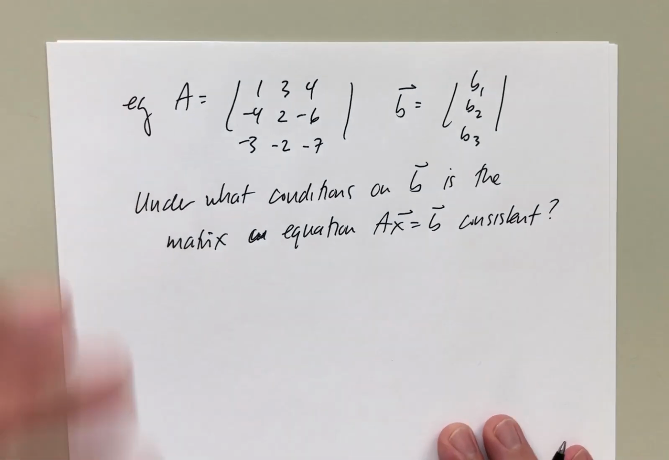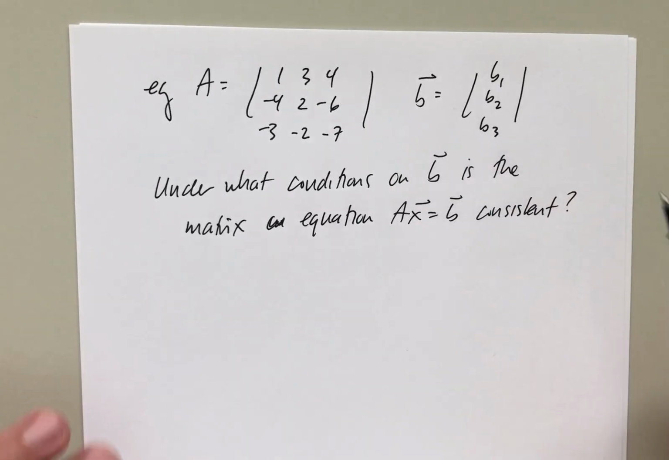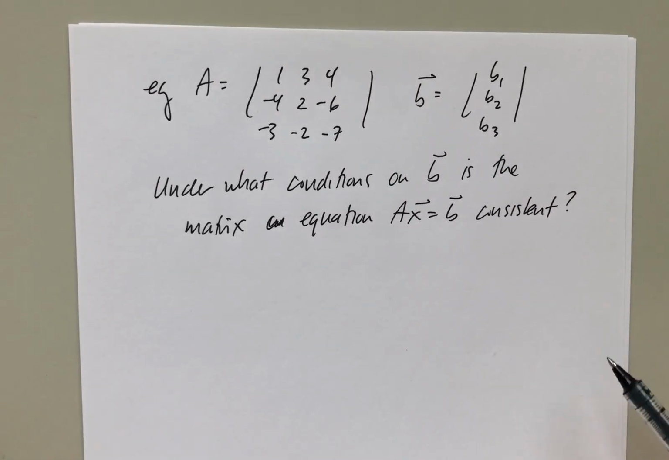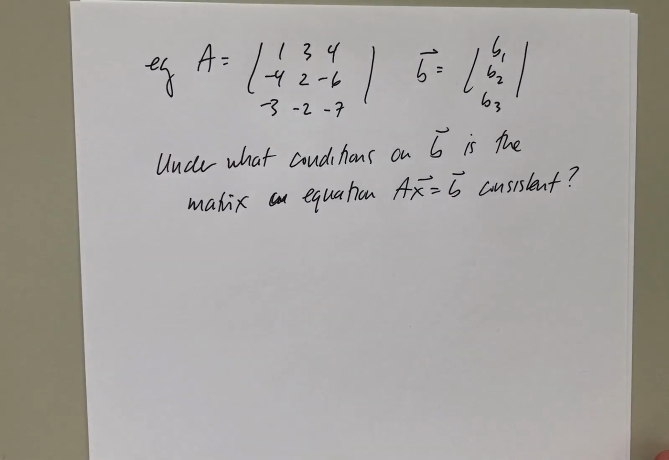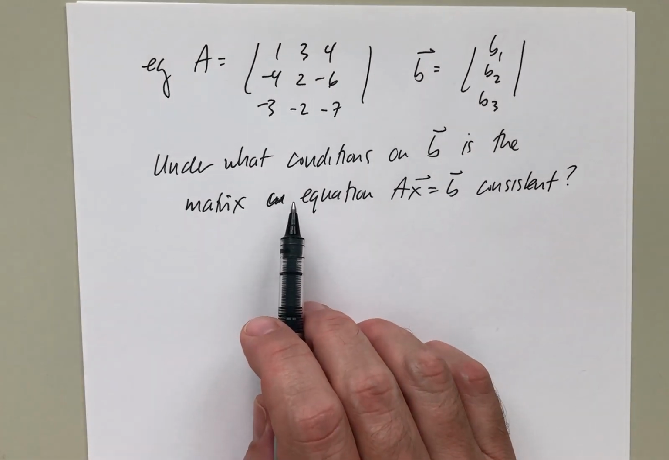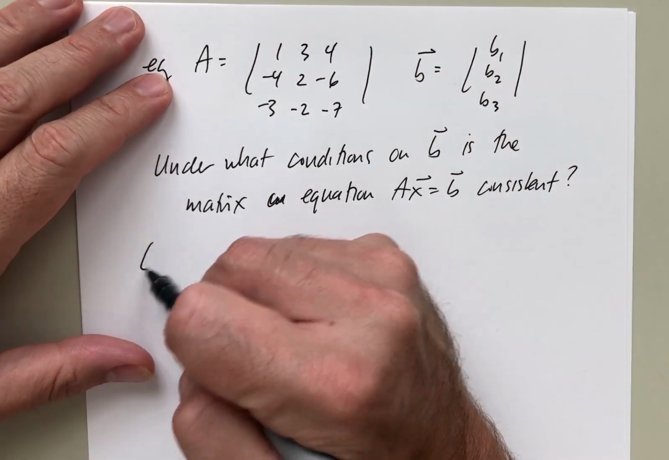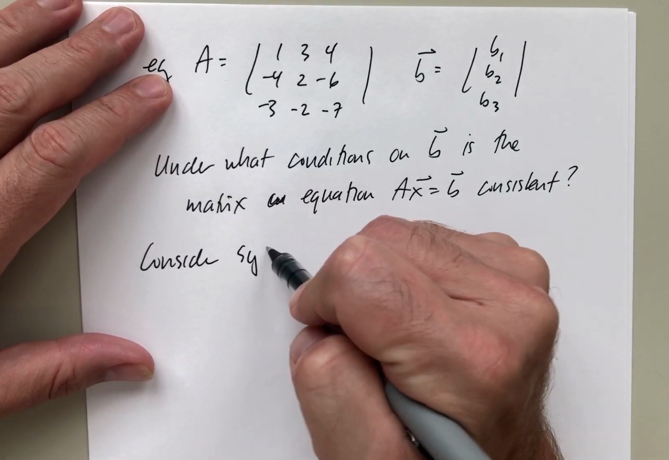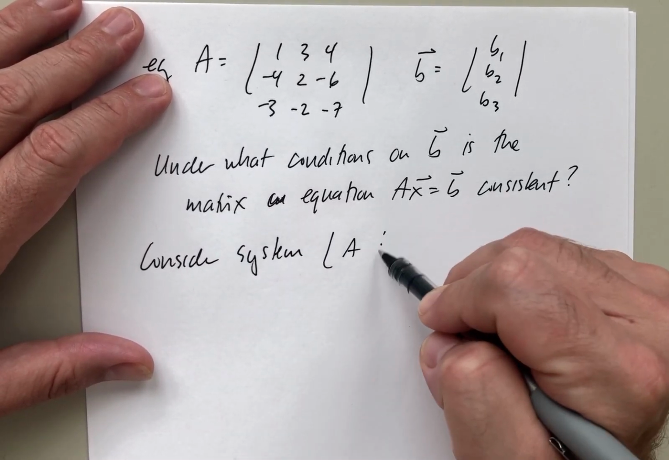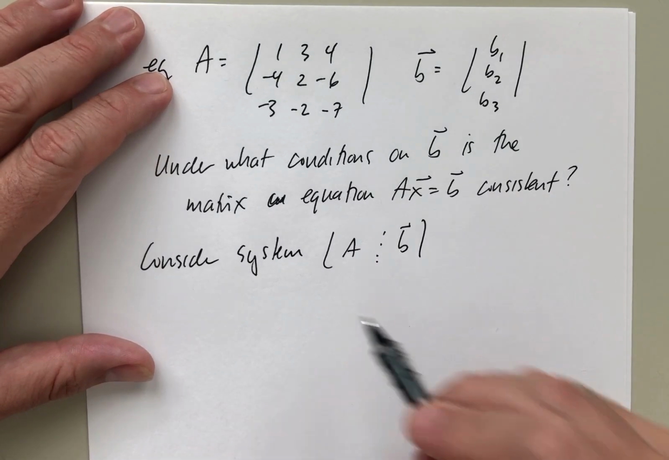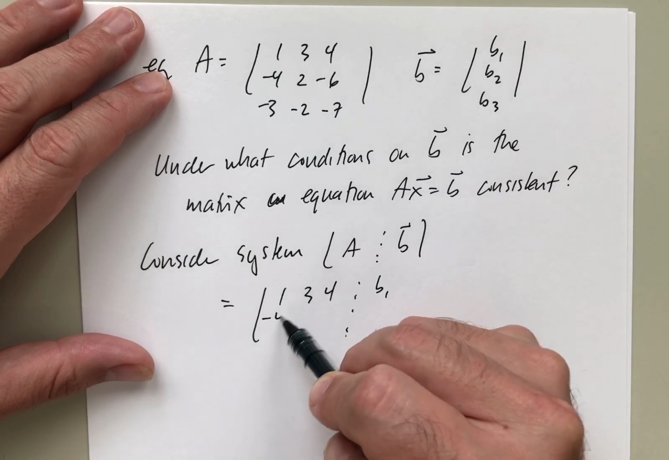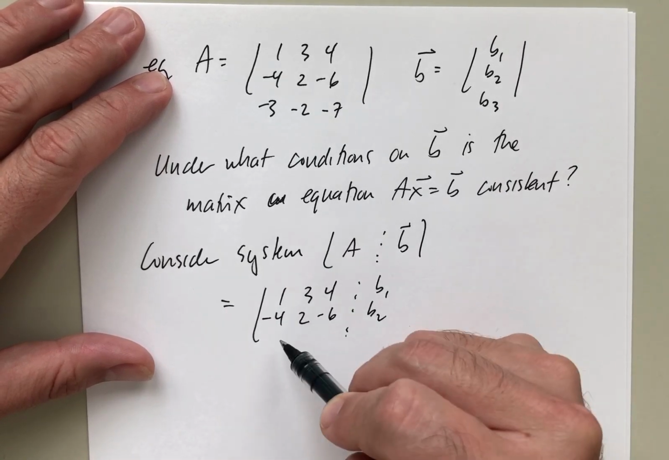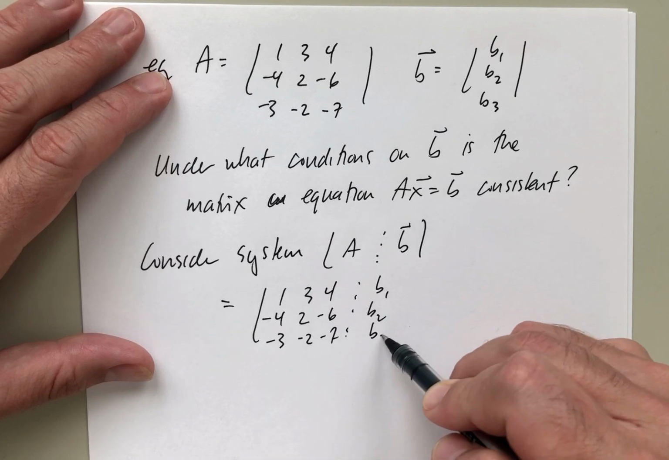Okay, and this is kind of weird because I didn't tell you what B is. B is somehow an unknown thing, but I want to know what are the conditions on that vector B to make the underlying matrix equation consistent. Now again, the idea here is we're going to translate this to a question about systems. So from above, we want to consider the system A augmented with B. So what is that? That's 1, 3, 4, B1, minus 4, 2, minus 6, B2, minus 3, minus 2, minus 7, B3.